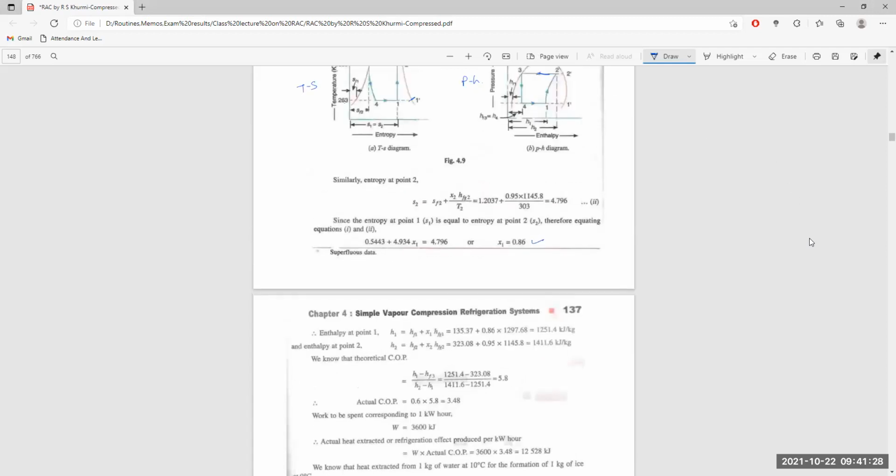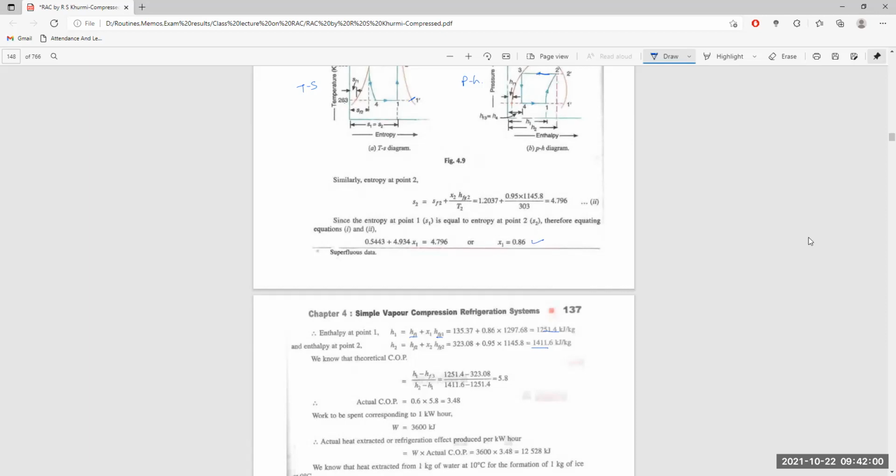Now, we have to find out H1, which is the enthalpy at point 1. You first put hf1, the enthalpy of the fluid at point 1, plus the dryness fraction multiplied by the latent heat, put in the respective values and get H1. H2 is the enthalpy of the fluid at 2 in liquid state, plus x1, the dryness fraction, multiplied by the latent heat. Put in the respective values already calculated and get H2 itself.